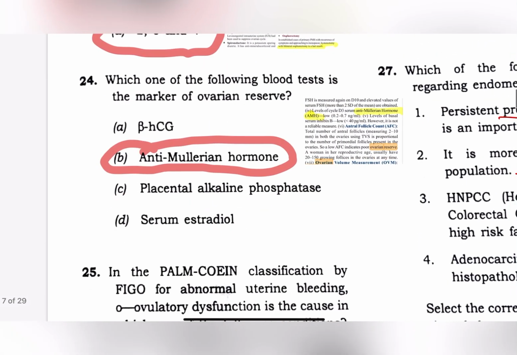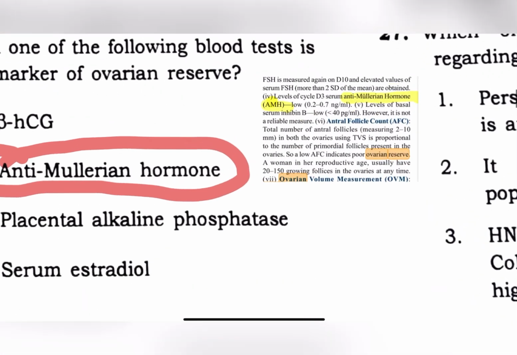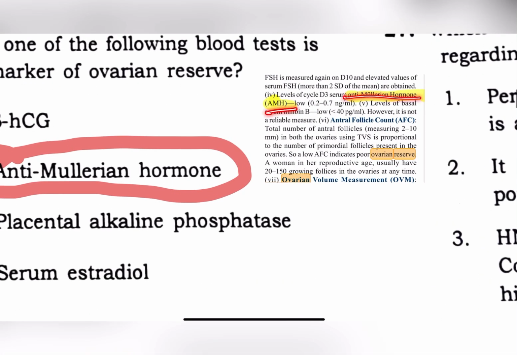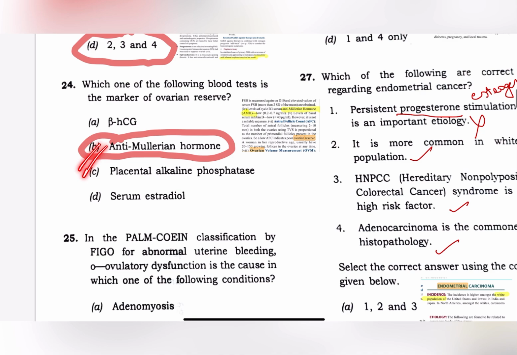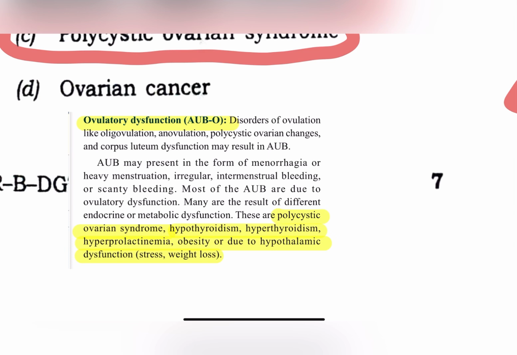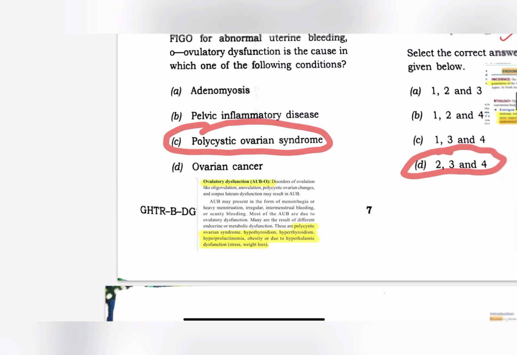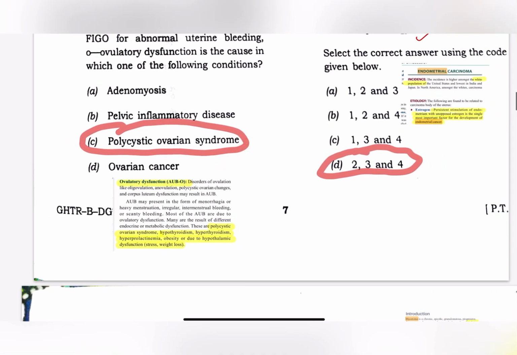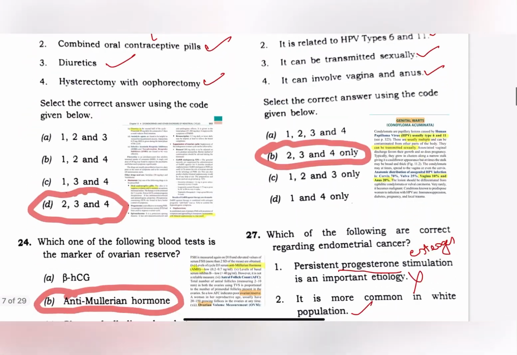In question number 24, which of the following blood tests is the marker for ovarian reserve? For the ovarian reserve, anti-Mullerian hormone is the marker. So the answer for this is AMH. In the PALM-COEIN classification by FIGO for abnormal uterine bleeding, ovulatory dysfunction is the cause in which of the following conditions? It is for polycystic ovarian syndrome, hypothyroidism, hyperprolactinemia, obesity. Among these only polycystic is in the options, so the answer for this is polycystic ovarian disease.